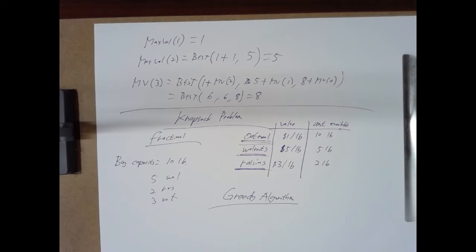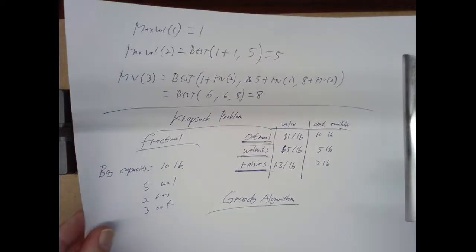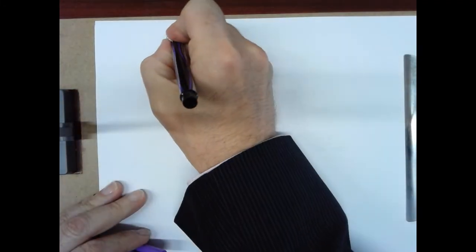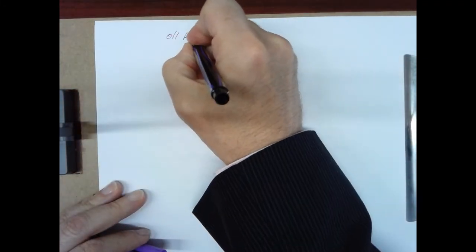Why doesn't it work well with the rod? Well, let me show you a different knapsack problem where a greedy algorithm does not work. Okay, and it comes down to the fact that your rod's being cut in integer lengths. And so we can make an integer version of the knapsack problem. And this is called the 0-1 knapsack problem.